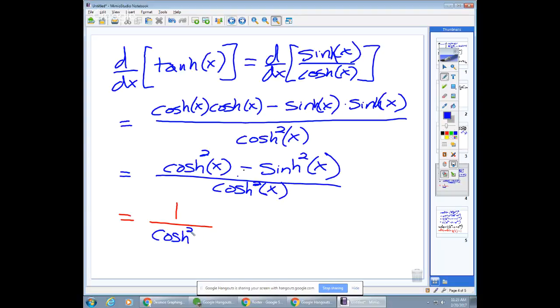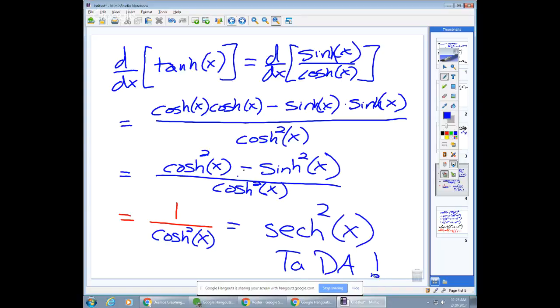Well, let's see. In regular trigonometry, what's 1 over cosine? Secant. Well, in hyperbolic trigonometry, 1 over the cosine is the hyperbolic secant. So we now have the hyperbolic secant squared. Ta-da! Not amazing? It'll grow on you.